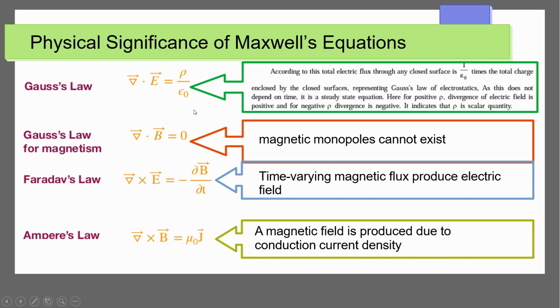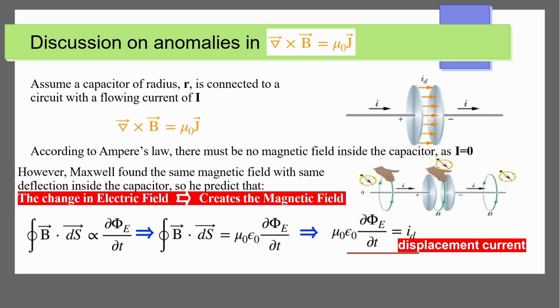electricity and magnetism influence each other and interact with each other, and thus we can easily predict the nature of electromagnetic waves like light, as electromagnetic waves are basically a combination of oscillating electric and magnetic fields. Next, let us discuss the anomaly in Ampere's law and how Maxwell resolved it with a critical modification.